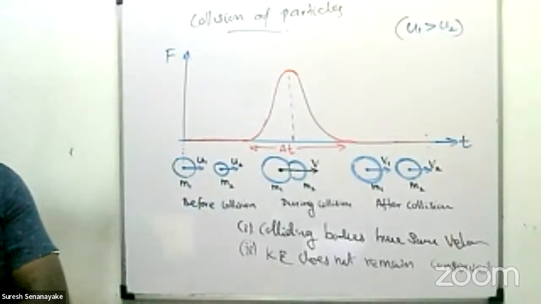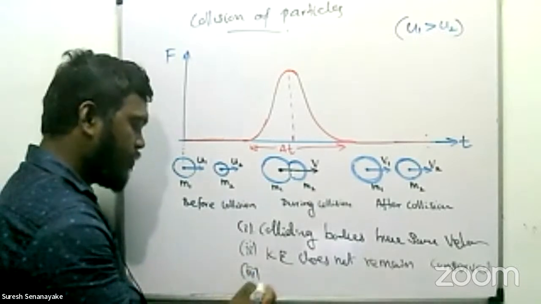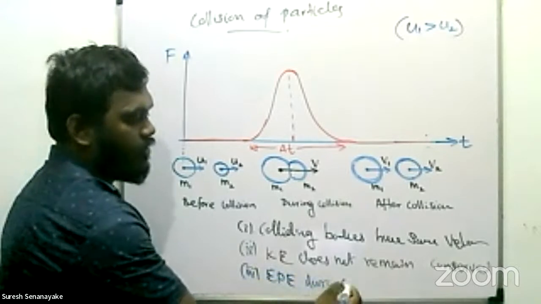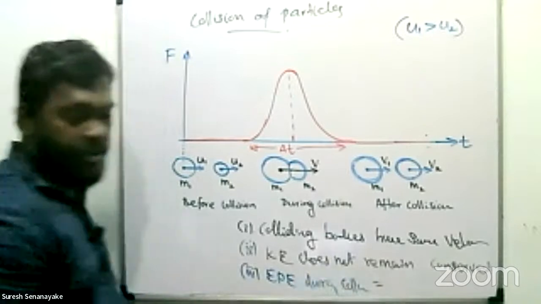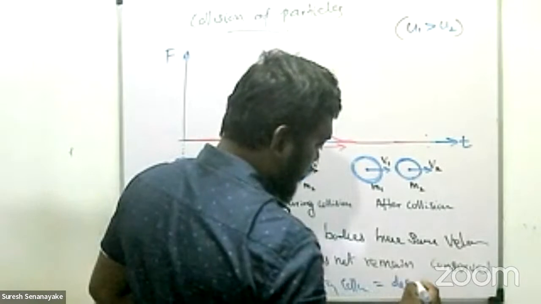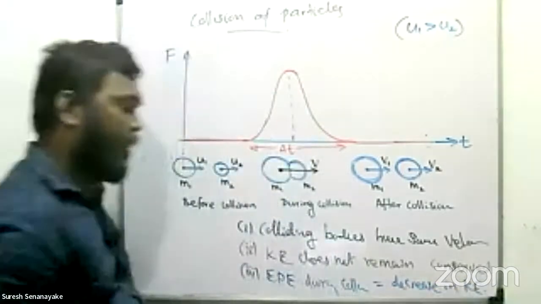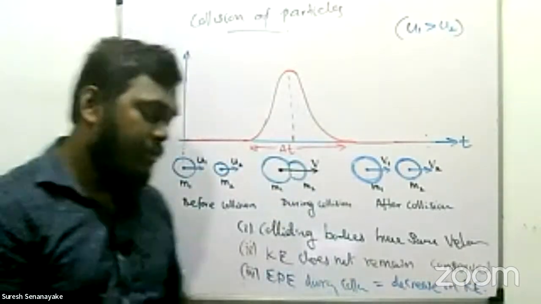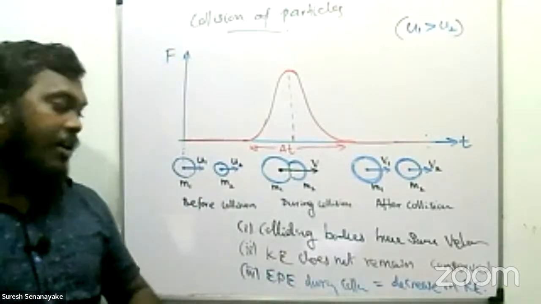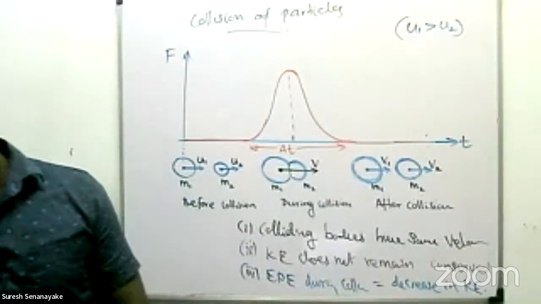Then the last one: the elastic potential energy during collision equals the decrease in kinetic energy. Kinetic energy decreases and converts to elastic potential energy, and then converts back to kinetic energy and they move. If it does not completely come back to kinetic energy after the collision, then that collision is not an elastic collision, right?